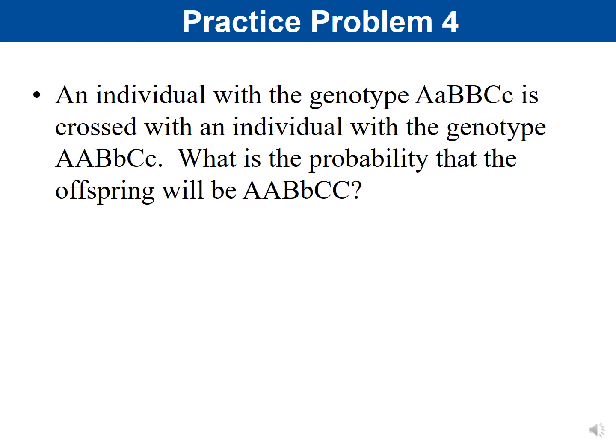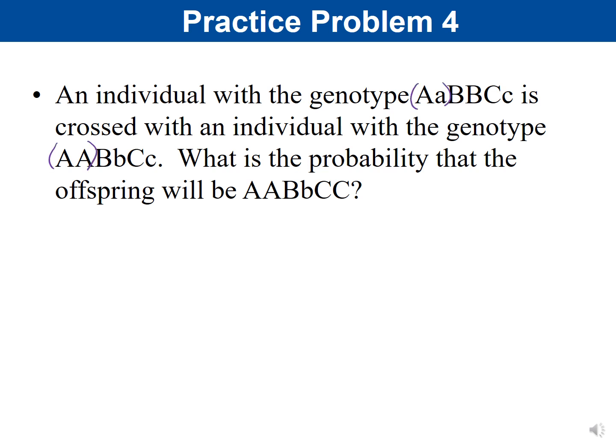So now here's another problem. An individual with the genotype big A, little a, big B, big C, little c is crossed with an individual with the genotype big A, big B, big C, little c. What is the probability that the offspring will have big A, big B, big C, big C? This one, you're not going to want to do the big Punnett square. So again, just do these crosses separately.